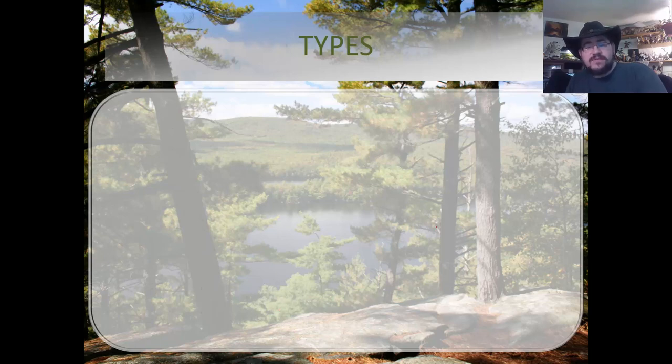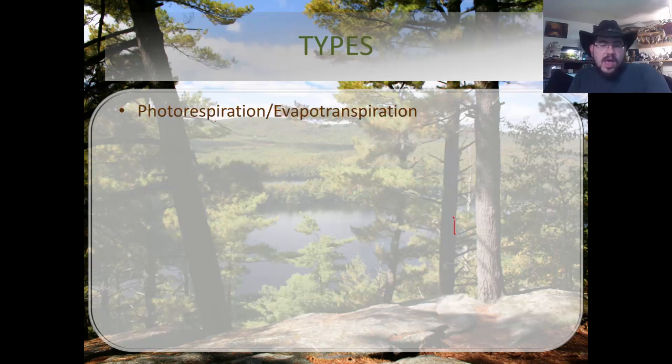So there's several different ways this can all happen. Call it different types of photosynthesis. There are names for each of them. So we have the term for photosynthesis we can call photorespiration. And photorespiration is intimately associated with evapotranspiration. This is an important concept, evapotranspiration.